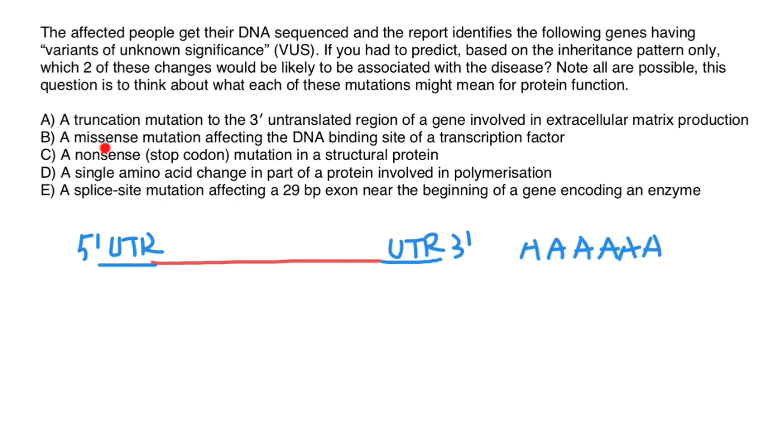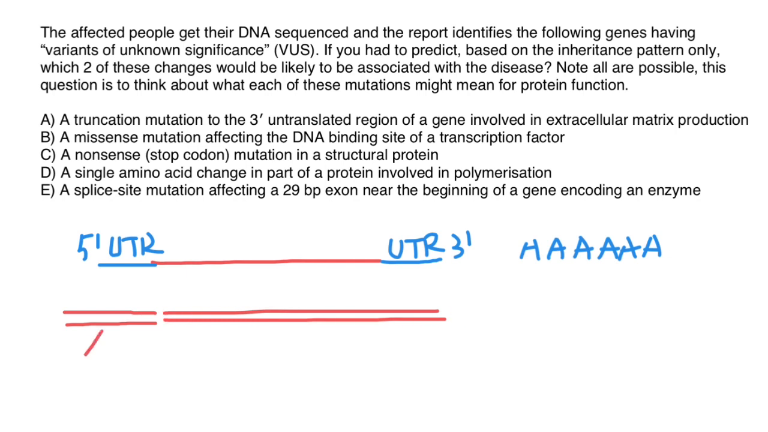Next question, a missense mutation affecting the DNA binding site of a transcription factor. So here is a double-stranded DNA, and here I will show with the same color, but just want to separate from the gene coding region. This is going to be the upstream region of the gene, and here we may have a DNA binding site of transcription factors which help to transcribe a gene.